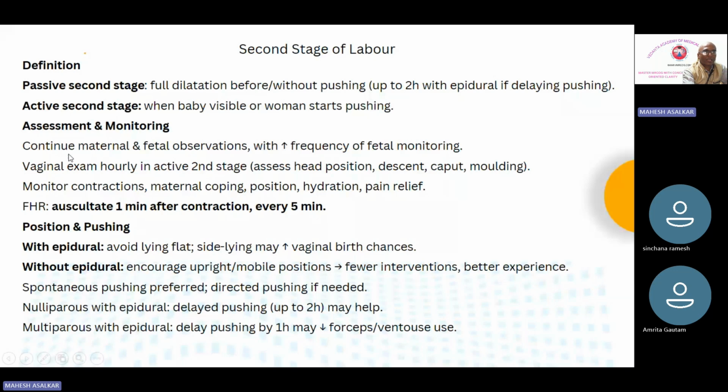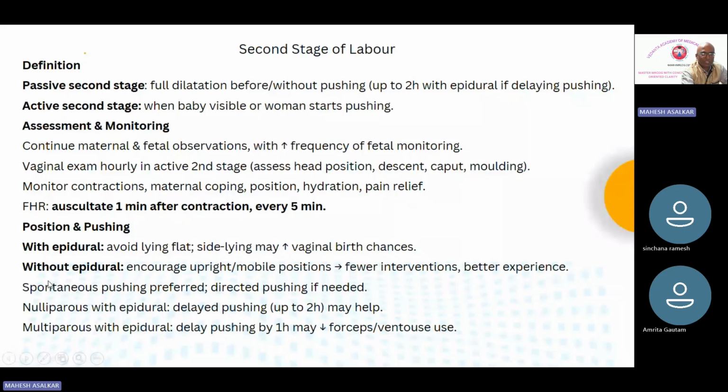Assessment and monitoring. Continue maternal and fetal observation with increased frequency of fetal monitoring. Vaginal examination hourly in the active second stage. Assess head position, descent, caput, molding, etc. Monitor contractions. Okay. Auscultate for 1 minute after the contractions every 5 minutes. This we have seen. Then positioning and pushing with epidural: avoid lying flat. Side lying may increase vaginal birth chances. Okay. Without epidural, encourage upright or mobile positions, fewer interventions, and better experience.